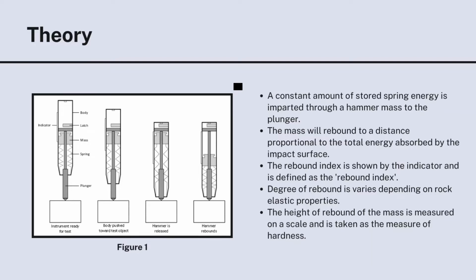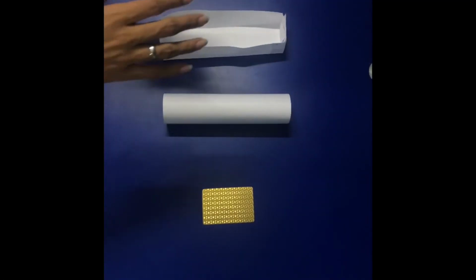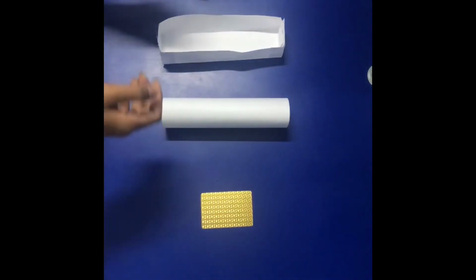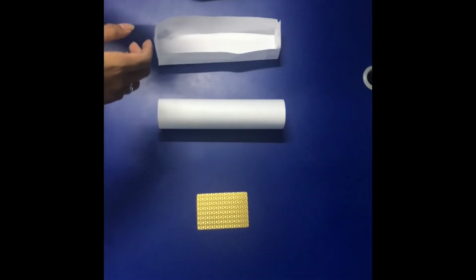Degree of rebound varies depending on rock elastic properties. The height of rebound of the mass is then measured on a scale and is taken as the measure of hardness. So now I will show you how to conduct the Schmidt hammer test, which is used to determine the compressive strength.